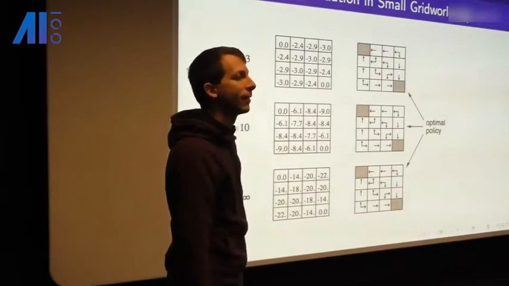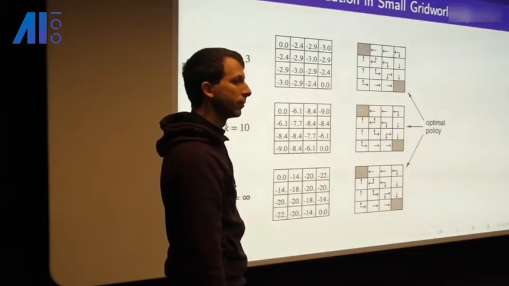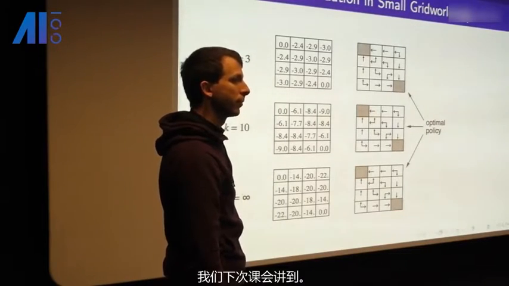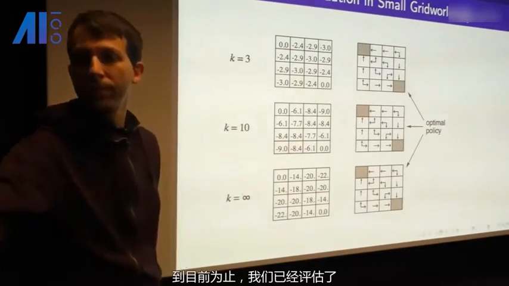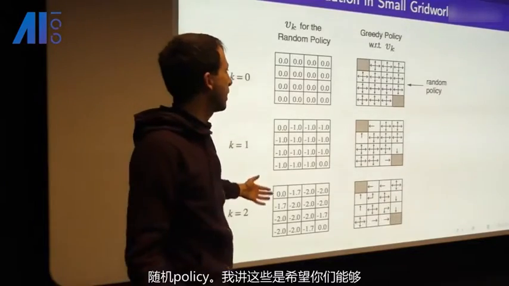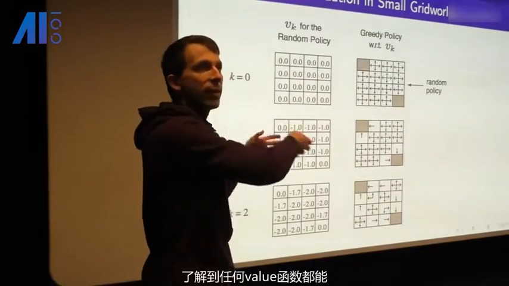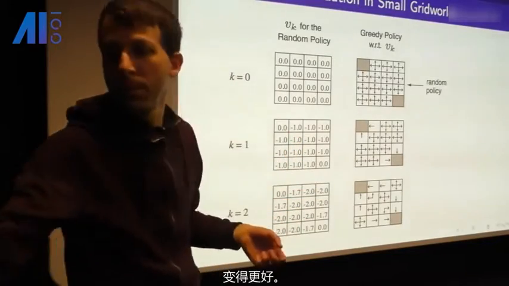I don't quite understand that. The policy improves, but the numbers are still computed based on taking a random policy. It's not fed back into the calculation. No, that's coming next. For now, we're just evaluating the random policy, and all I want to show you is that any value function can be used to compute a better value function.